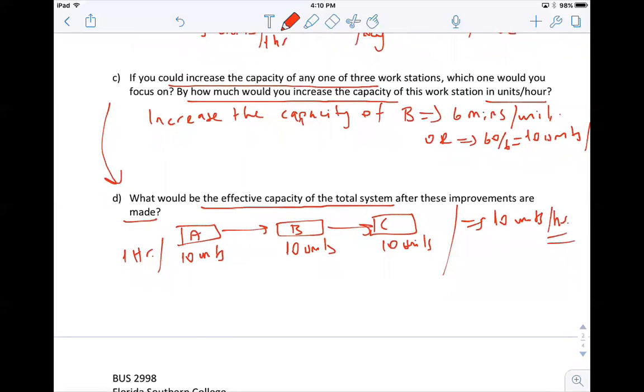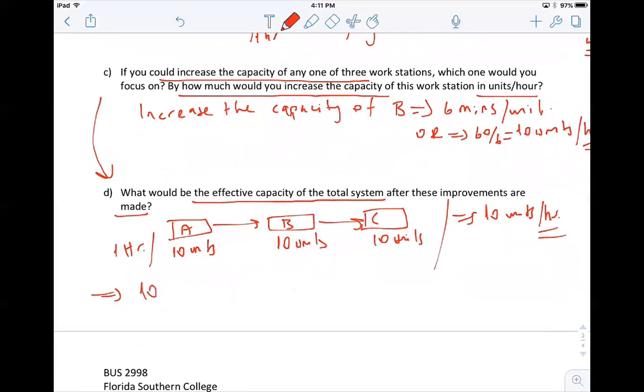Therefore, our updated capacity would be 10 units per hour times 8 hours per day and 7 days per week. If you do this, it would be doubling our entire capacity.